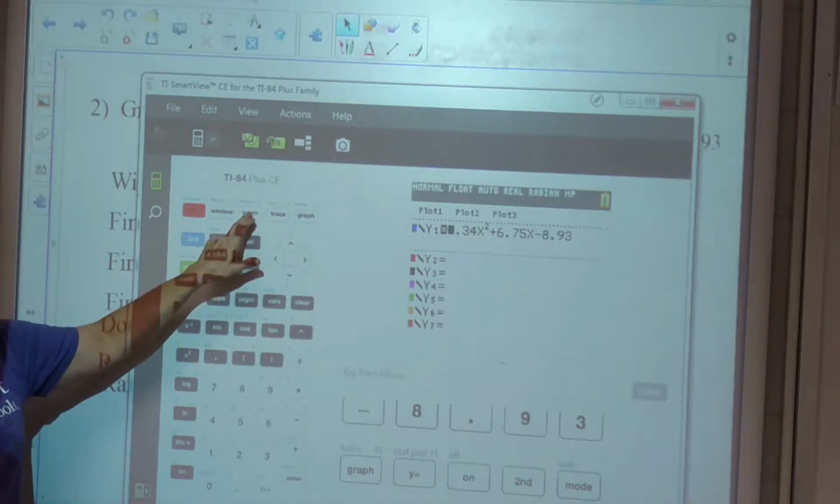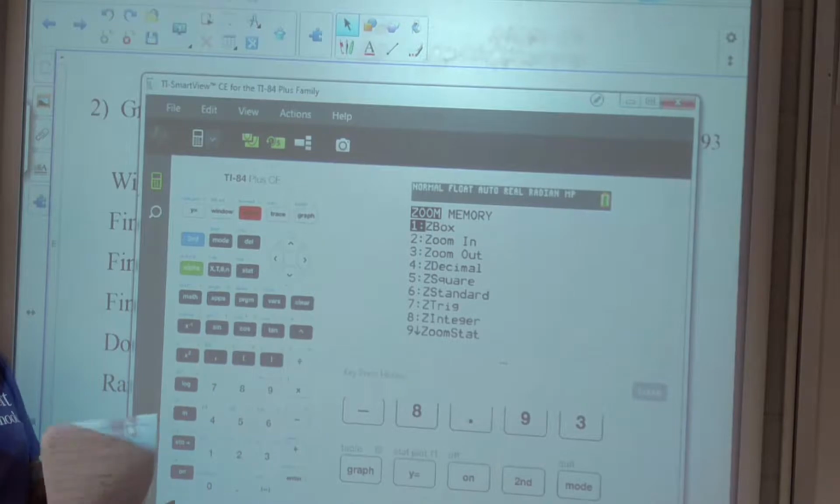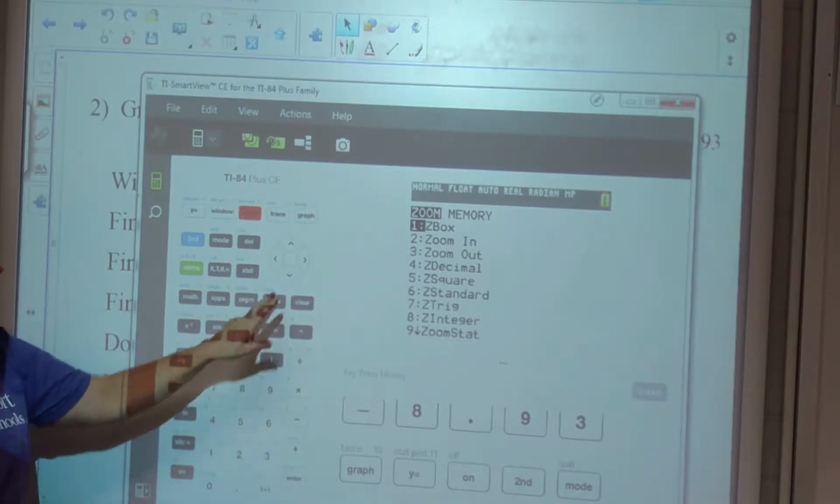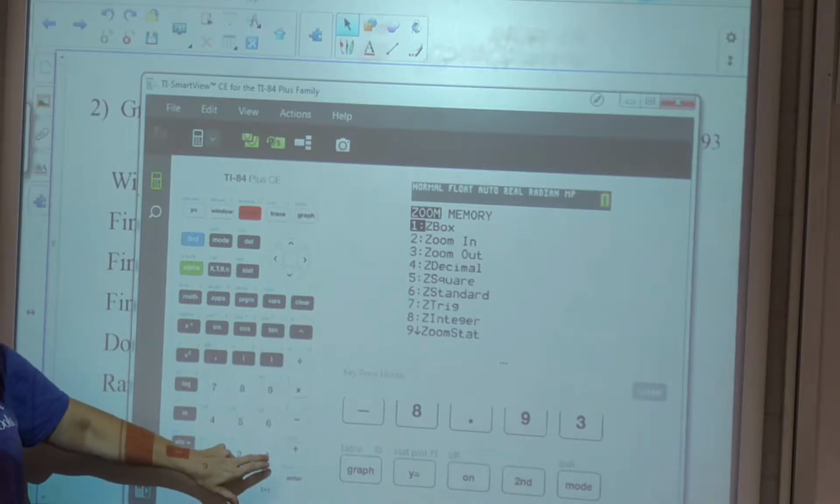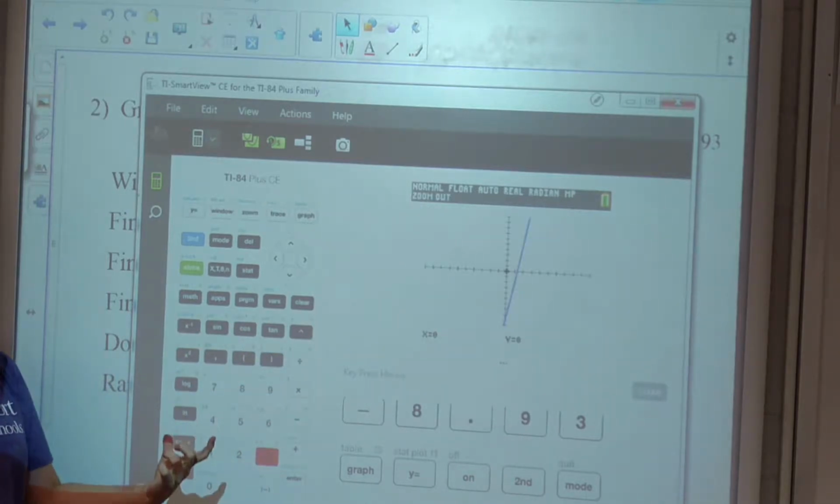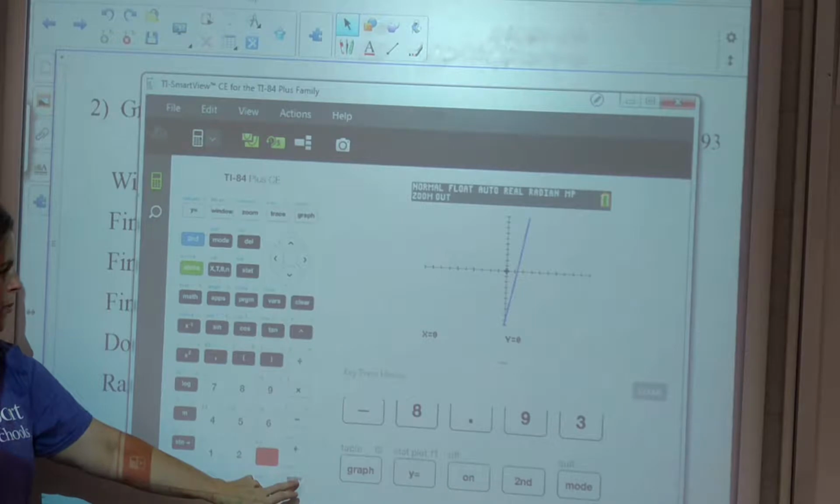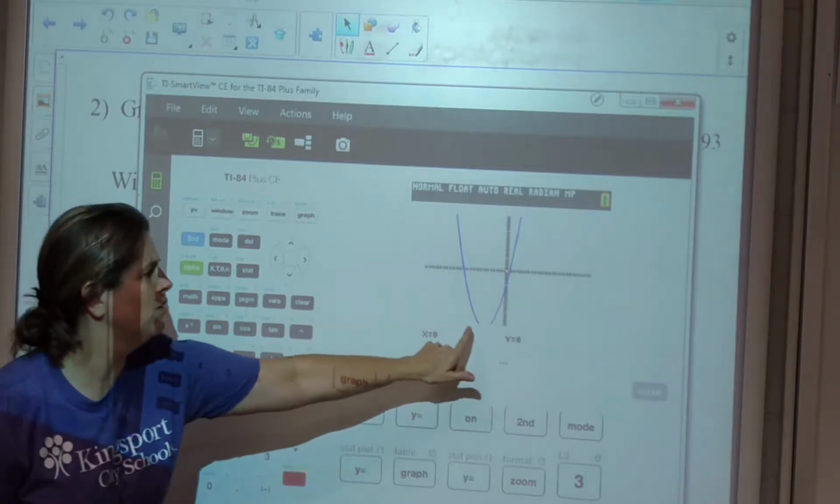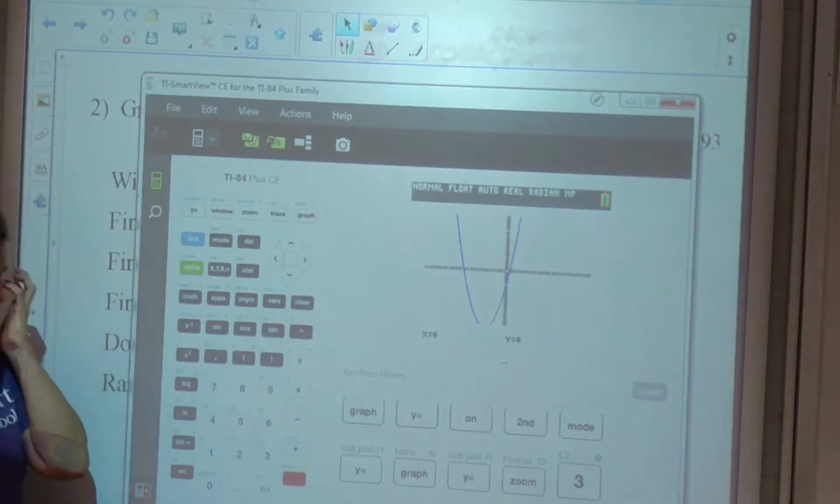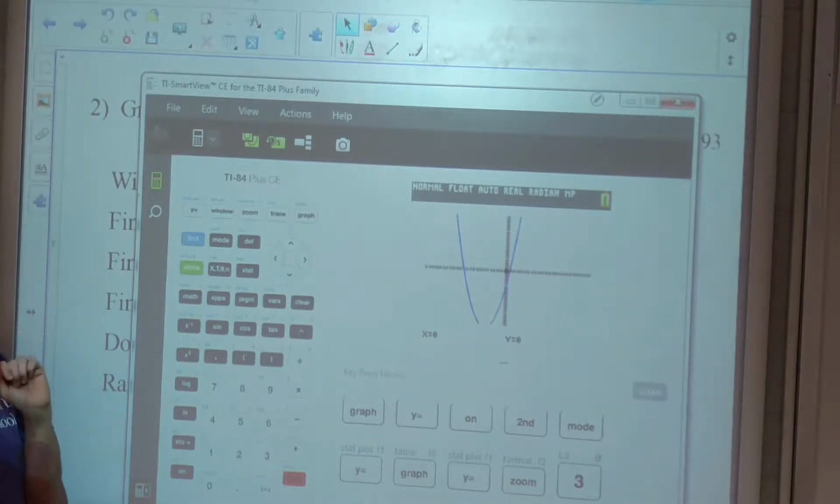So what I'm going to do next is go to the zoom key, and I want to expand. I want to open that up a little bit. So I'll go down to zoom out. When you press that, it just takes you back to the screen. You have to press enter again to have it zoom out and actually expand. So now I can see everything except on mine, the very, very bottom is cut off, so I can't actually see that minimum point, but I know it's there and I can see where it's turning.